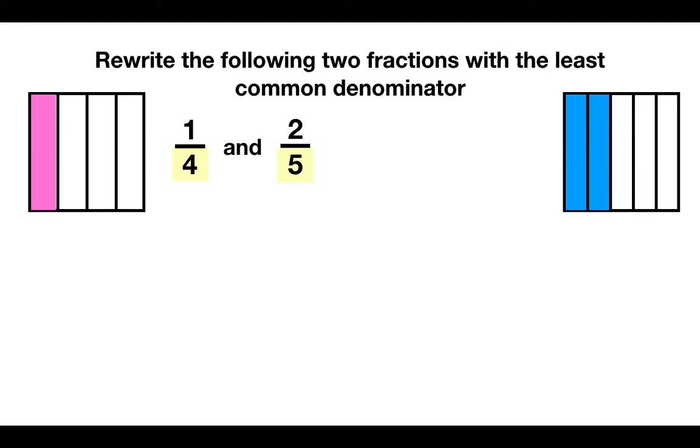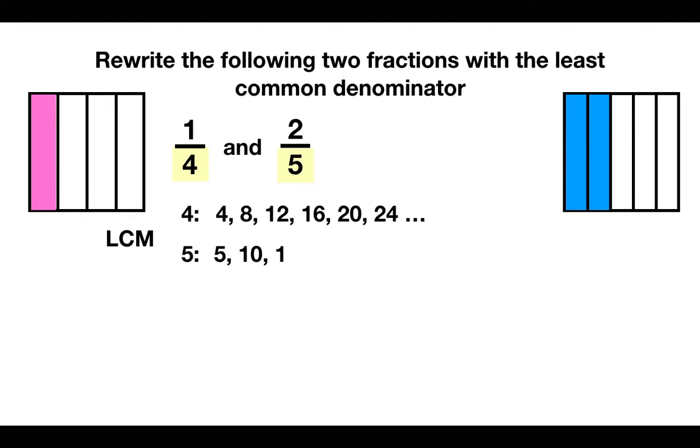Well, the first thing that we need to do is figure out what we should change these denominators into. To do this, we look for something called the least common multiple, or LCM for short. To find the least common multiple, you skip count by the denominators, so 4 and 5. If we skip count by 4, we get 4, 8, 12, 16, 20, 24, etc. For 5, we get 5, 10, 15, 20, 25, 30, etc. Now the least common multiple is the first number that appears in both of these lists of skip counts. So you can look through the lists and see that the first number in both of them is 20.